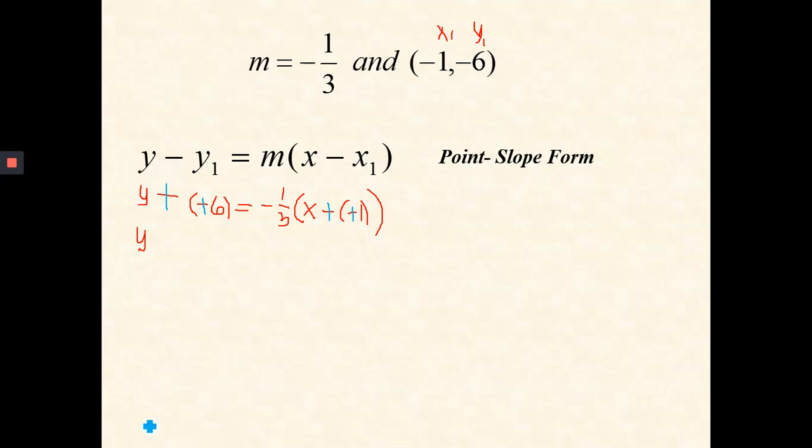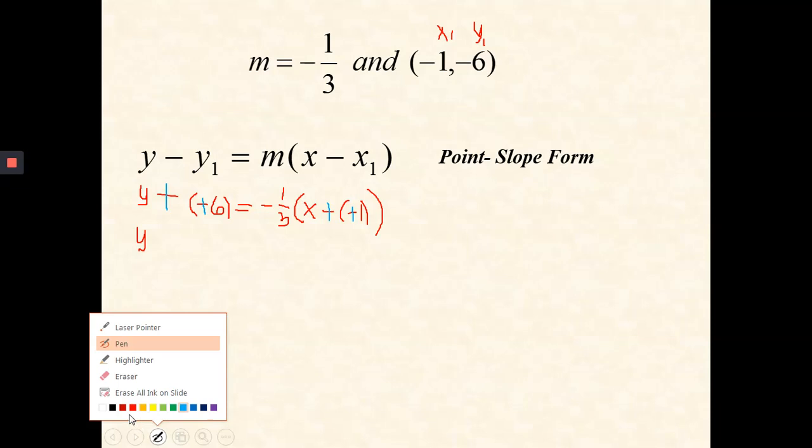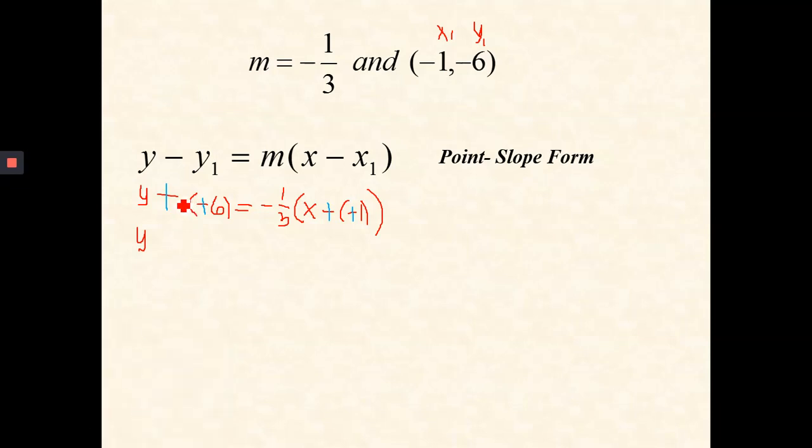Another way is just multiplying negative times negative, which becomes positive. So y plus 6 equals negative 1/3 multiplied by the quantity x, negative times negative, that is positive 1. So this is now your answer if you are required to give your answer in point-slope form. That is now the equation of the given line.